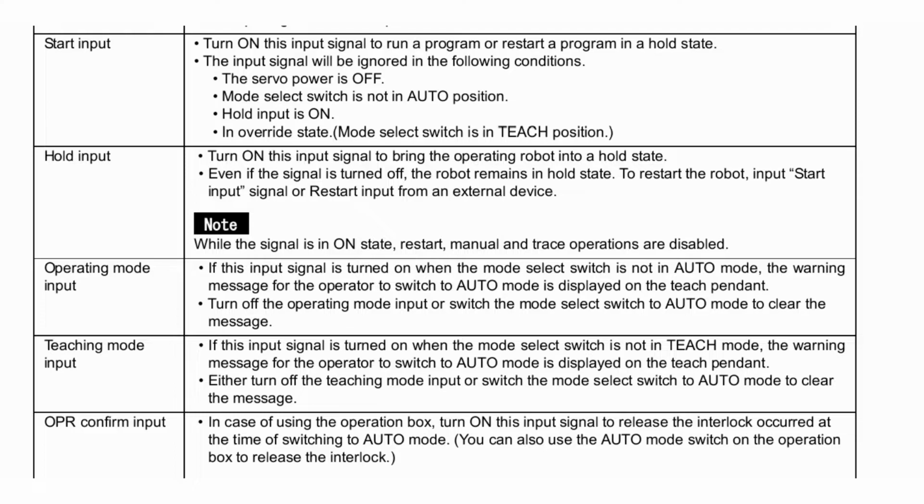Even if the signal is turned off, the robot remains in hold state. To restart the robot, input start input signal or restart input from an external device. Note: while the signal is in on state, restart, manual and trace operations are disabled.